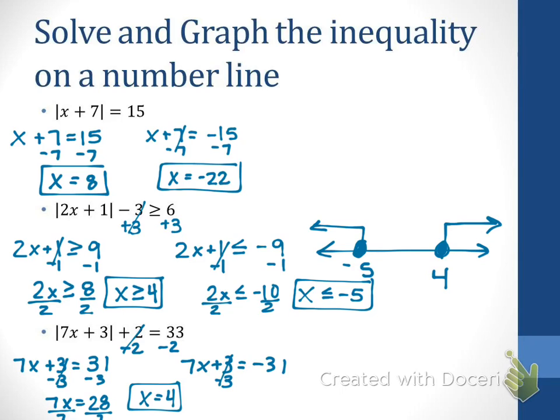Then I'm going to subtract 3 on this side. 7x is equal to negative 34. Divide by 7. Can 7 go into 34 evenly? No, so I can just leave it as negative 34 over 7. Or if you wanted to, you could do negative 4 and 6/7. That would be fine. Okay, so does anybody have any questions over chapter 6? Okay, so that is the review for chapter 6.